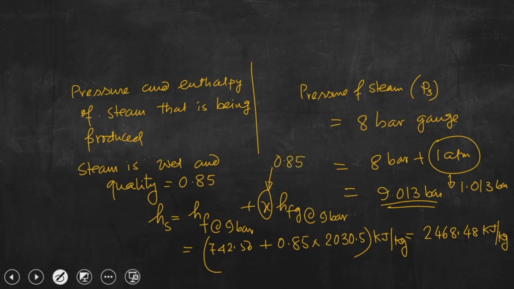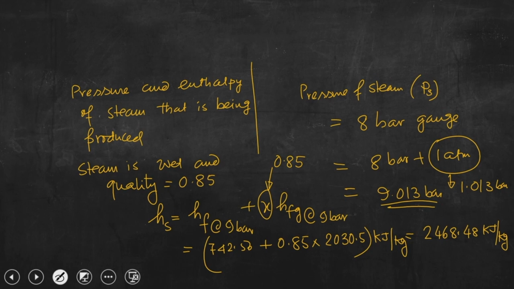Ideally this should be 9.013 bar. In that case, what do we need to do? We need to go for linear interpolation. Instead, I have taken 9 bar, because grossly it will not give that much erroneous a result, and we are calculating H, that is the enthalpy of steam that is produced in the boiler.